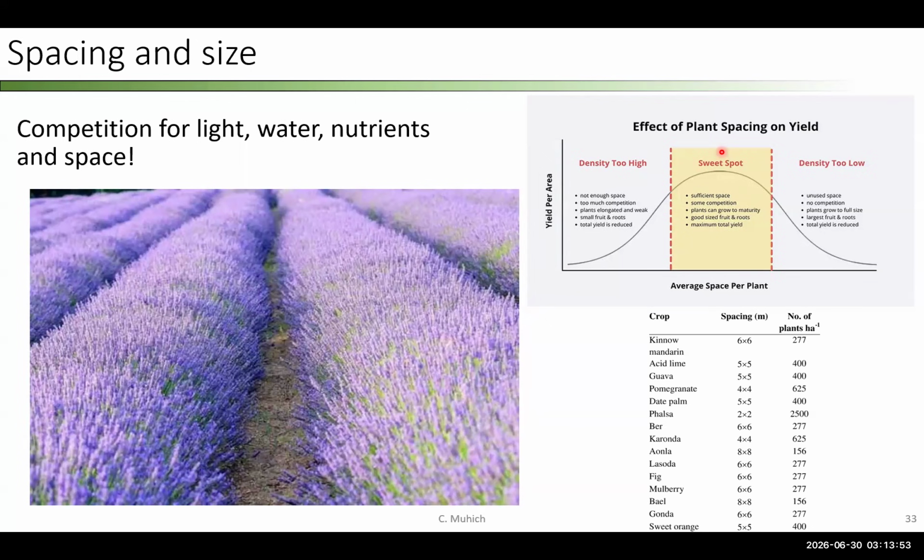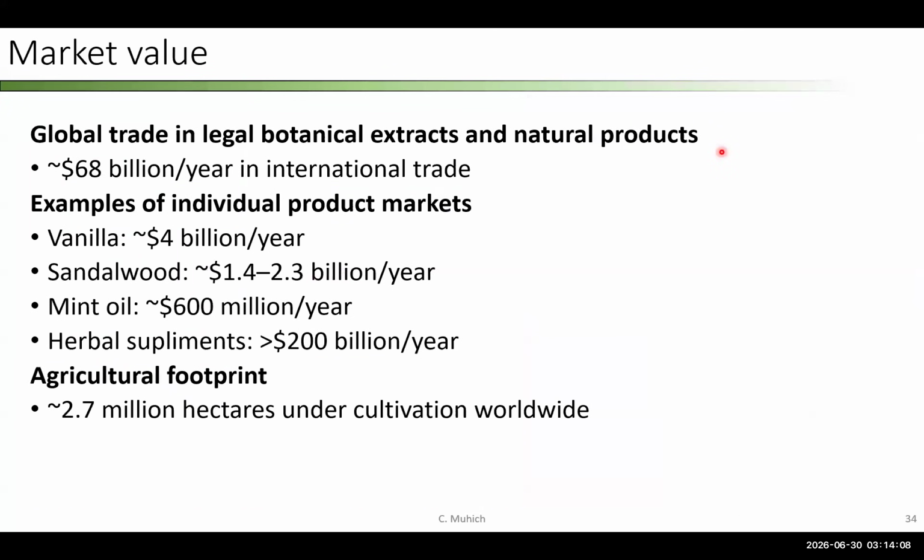Okay, now that we have a basic idea of plants and why we use them and some considerations that go into how we grow them, I want to just briefly touch upon market value and the costs of these pieces. So if we just think in terms of global trade in legal botanicals, this is roughly a $70 billion a year industry, right? Let alone the trade in illegal botanicals or things like coffee and tea.